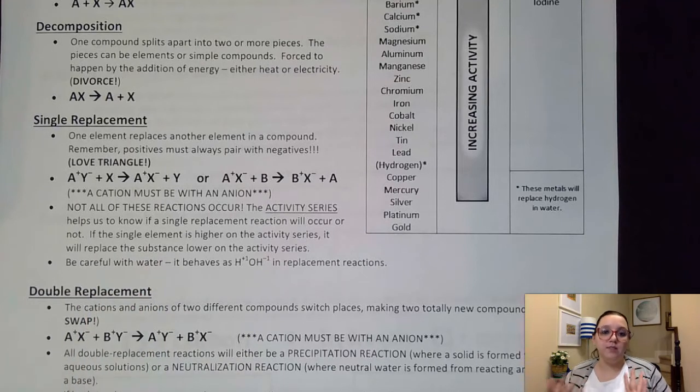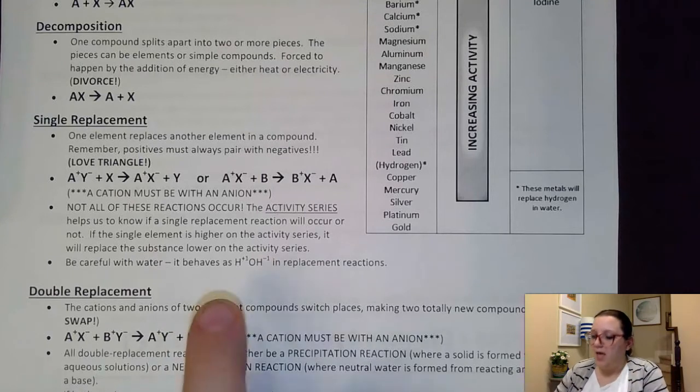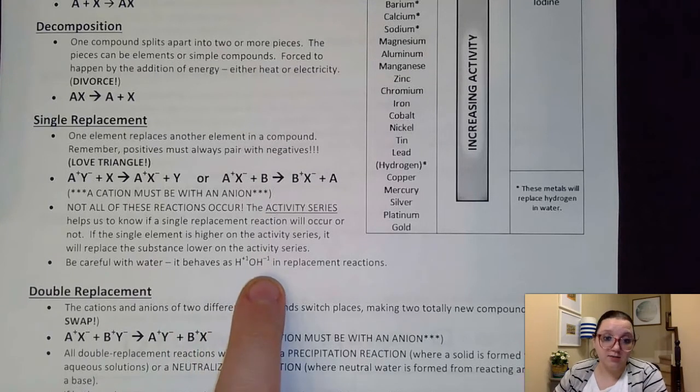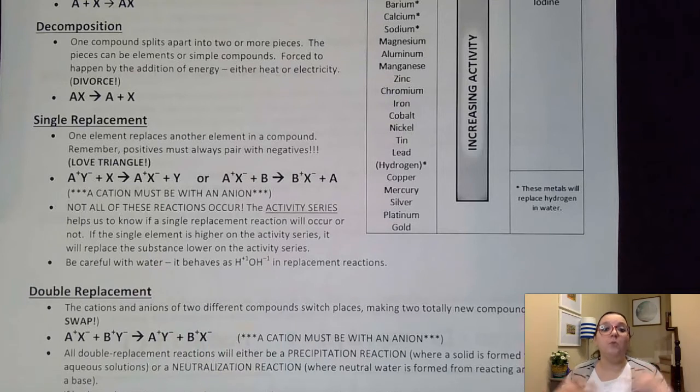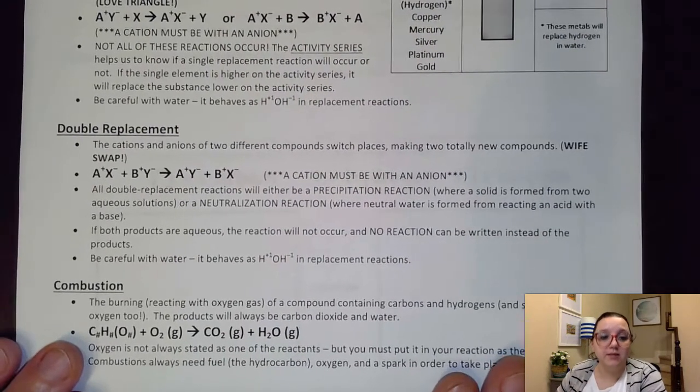I know we normally think about it as being covalent, which it is. However, in a reaction, it can behave as hydrogen ion and hydroxide ions when you're talking about replacements, so in both a single replacement as well as in a double replacement reaction. So you kind of have to watch out for it. Sometimes it's helpful to write it as HOH instead of as H2O to remind yourself that it does behave in that manner.